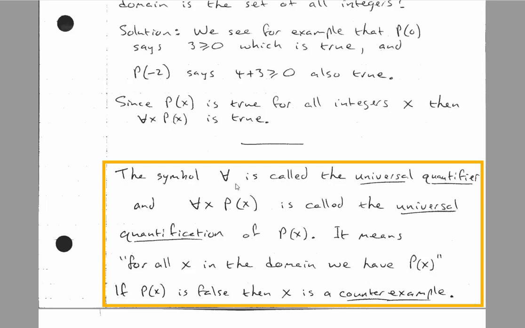Alright, so this upside down A is called the universal quantifier. And this statement, for all x, p of x, is called the universal quantification of p of x. And it just means for all x in the domain we're talking about, we have p of x. Okay, so if p of x is false for an x in the domain, then that's called a counterexample. So if we have any counterexamples, then that's going to make this false. Like a black sheep showing up.